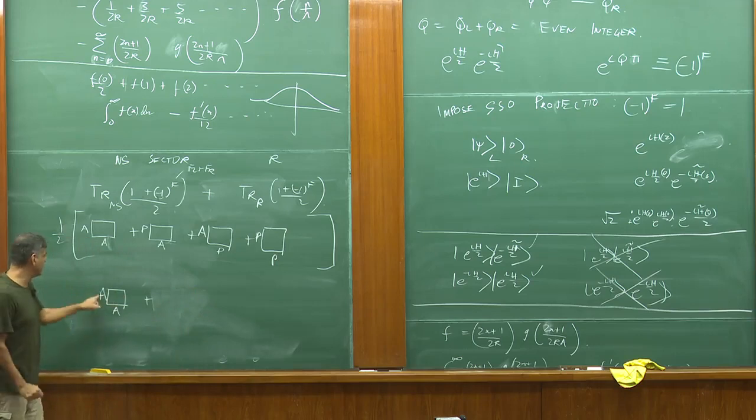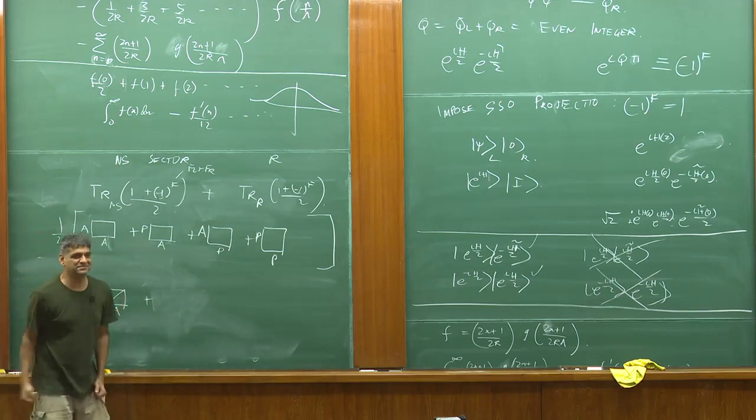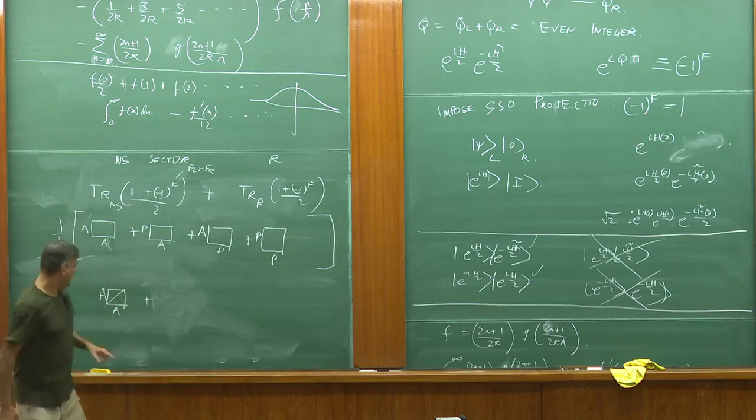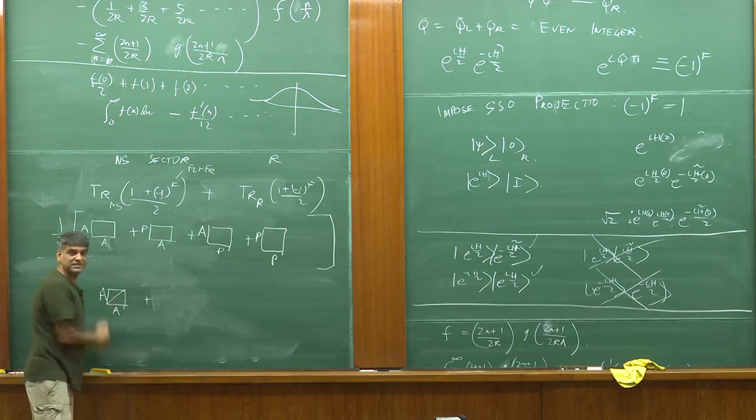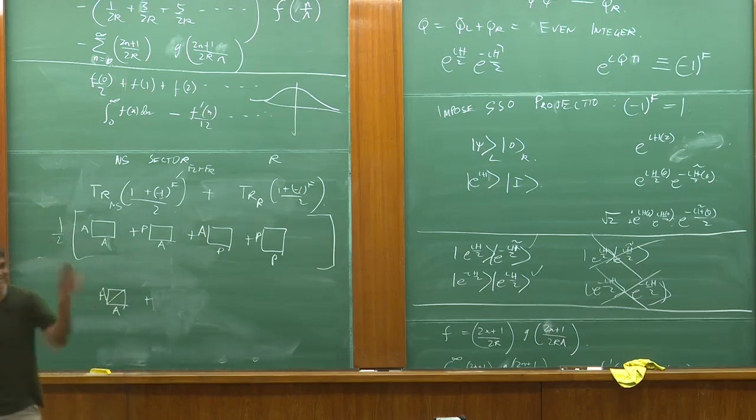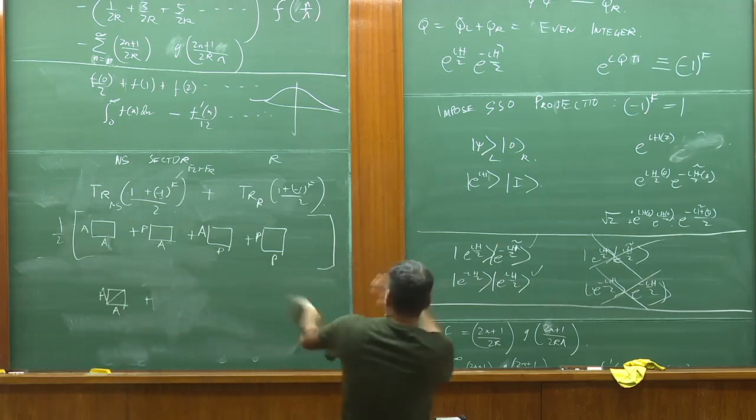This looks good because A gets exchanged with A. The problem is, what about this cycle? If something is periodic as it goes this way, antiperiodic as it goes here, and antiperiodic as it goes here, it's periodic as it goes there. So if you choose that cycle, it's not got the full SL2Z invariance. Okay, this quantity here does.